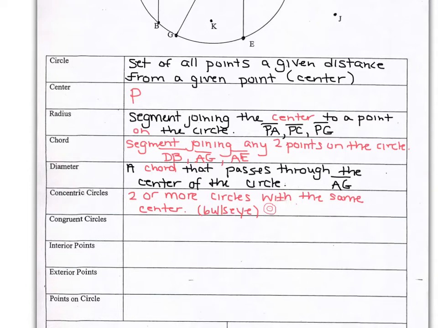Okay, congruent circles are circles that have the same radius length. So I'm going to say that circles are congruent if they have the same radius length.